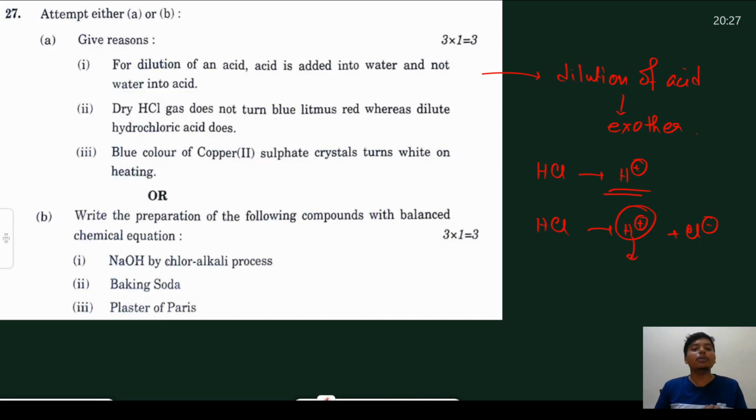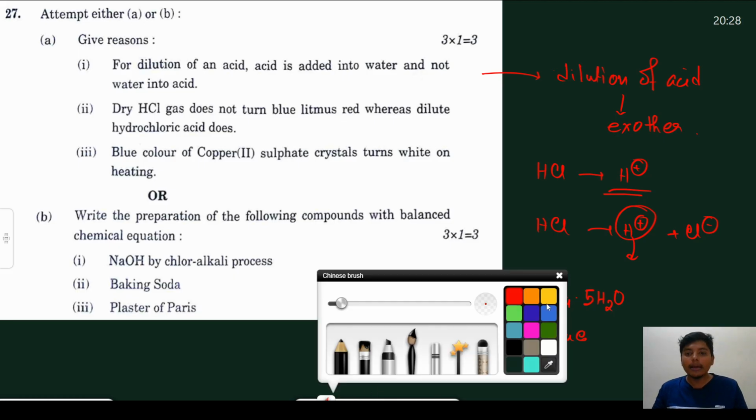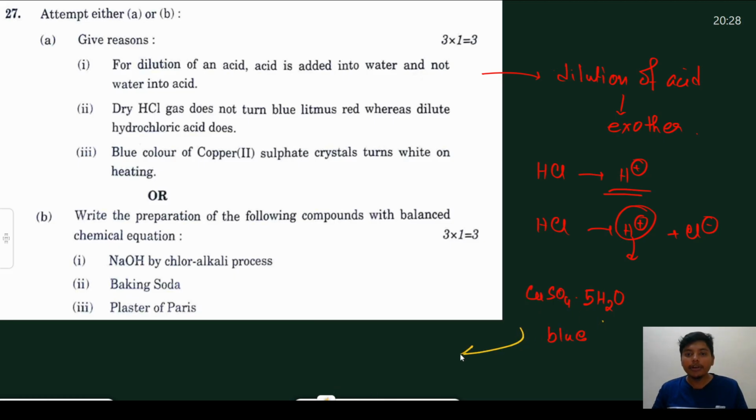Next, the blue color of copper sulfate crystals turns white on heating. Why? Because in copper sulfate we have water of crystallization, and this color is blue. So what happens when you heat it? You will get CuSO4.H2O first if you heat it. Then what is the color? The color is bluish white.